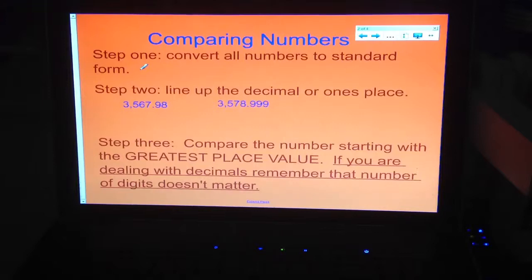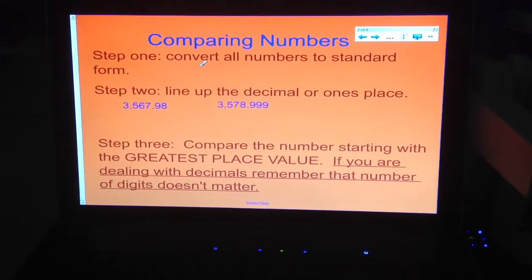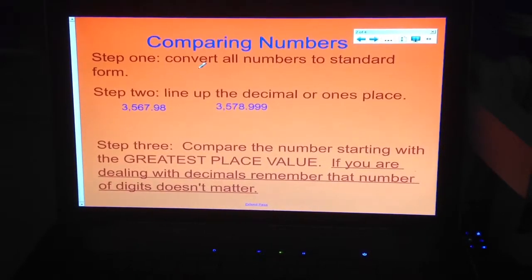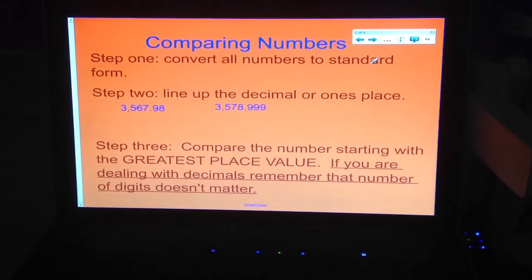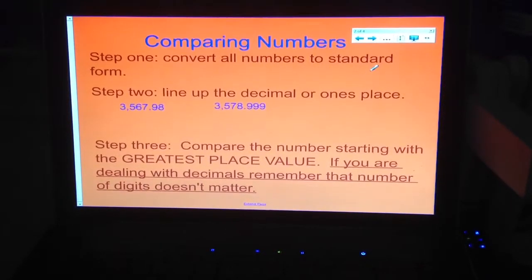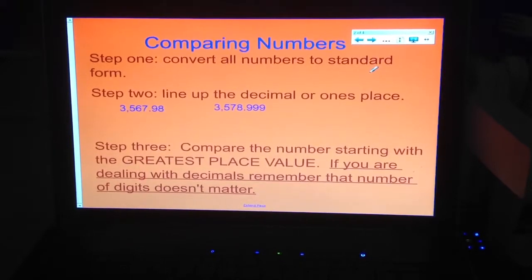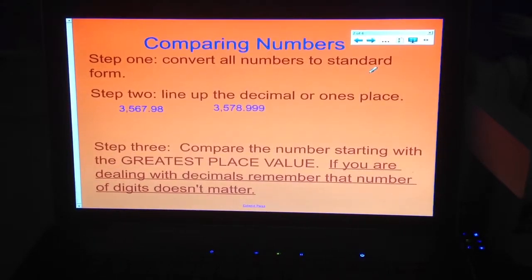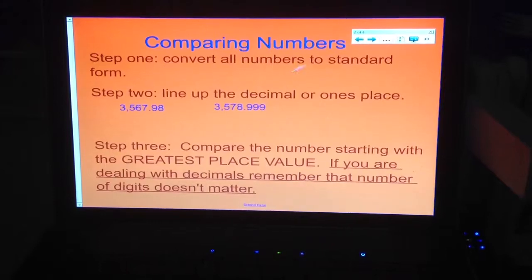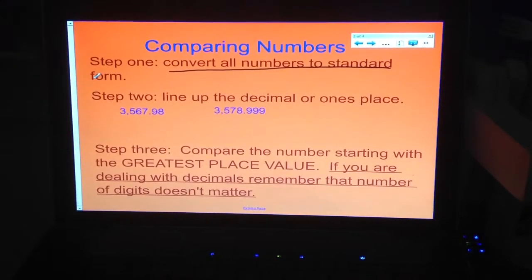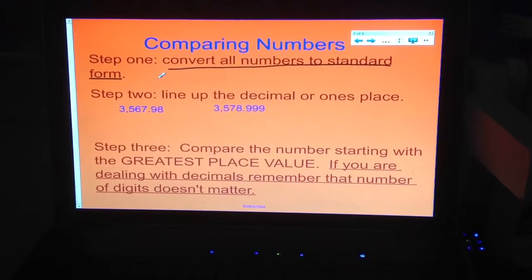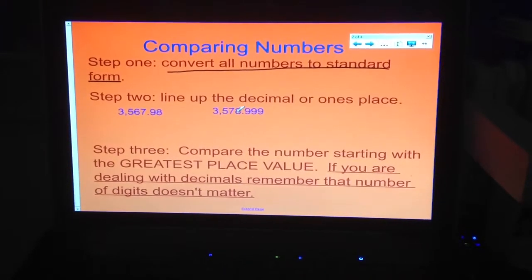But when you look at your homework, this is going to be an important step to convert all the numbers to standard form. Sometimes they might give you numbers in any of the ways that we've discussed. They might show it to you as a mixed number. They might show it to you in written form. It's important that before you do anything else, you convert it to standard form. That way I'm comparing two like things.